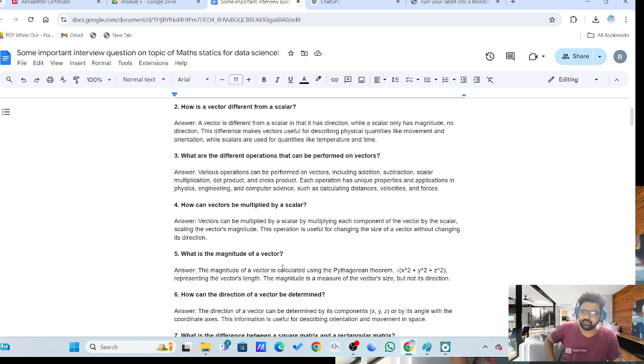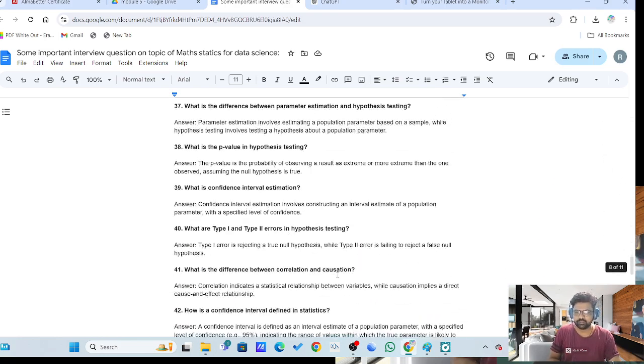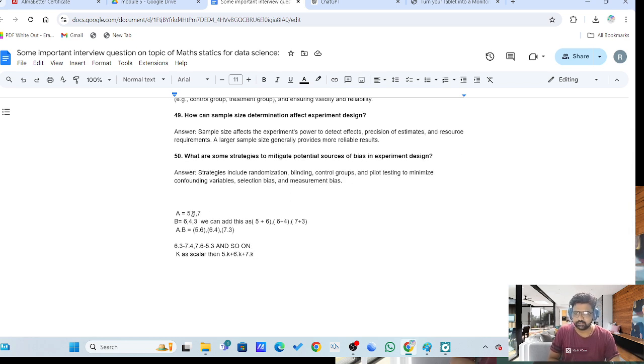What is magnitude in a vector? Magnitude of a vector is calculated using the Pythagoras theorem. If there is a vector 5, 6 and 7, what is the magnitude of this? The magnitude of this is 25 plus 36 plus 49. Add this and find the square root of this.